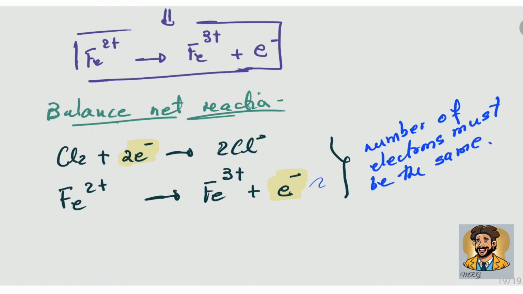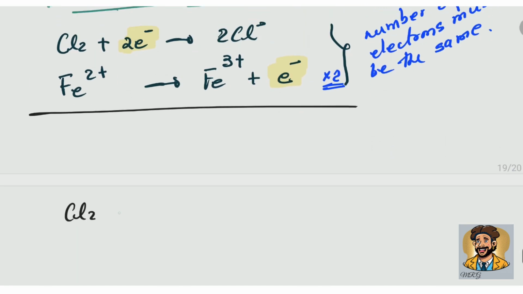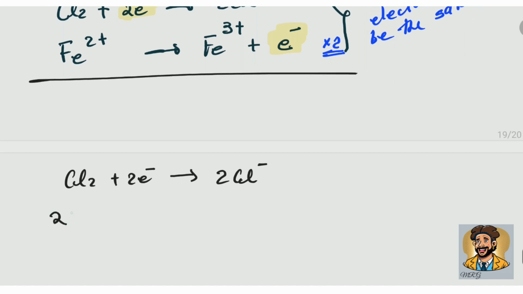I can multiply the second equation, the whole equation, times 2, and then they will have the same number of electrons. So if I have that one, now I need a new page, and I think I went too far down. I'll have Cl2 plus 2 electrons arrow 2Cl minus. I didn't touch that equation. The second one will be 2 Fe2+ arrow 2 Fe3+ plus 2 electrons. Now the electrons are the same.